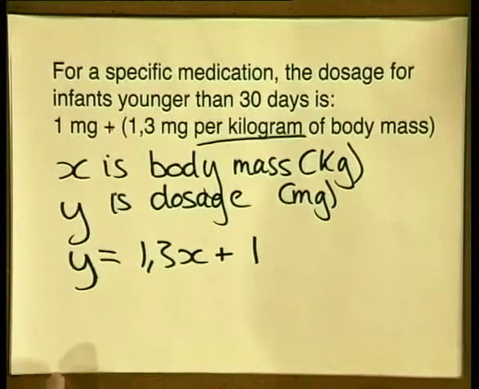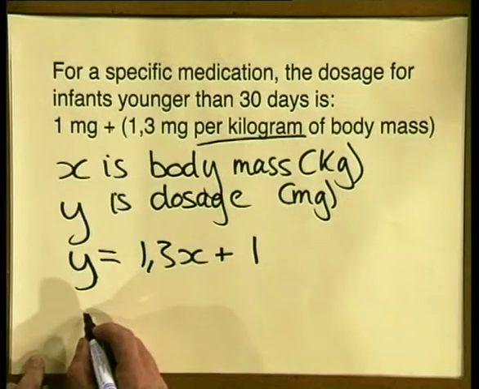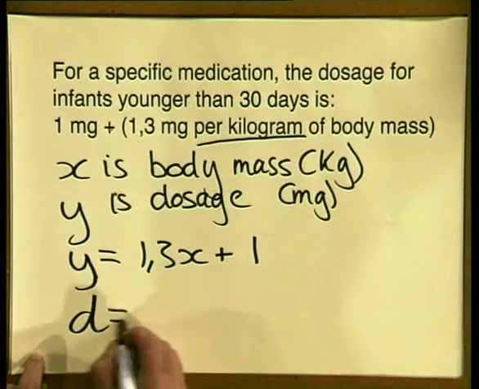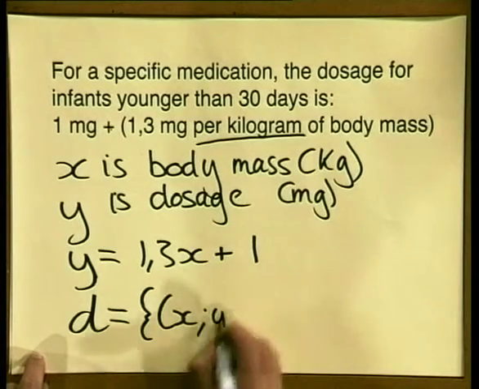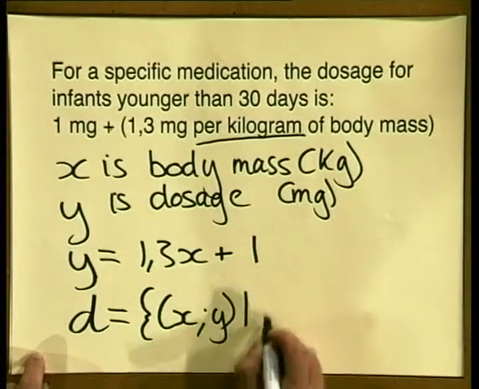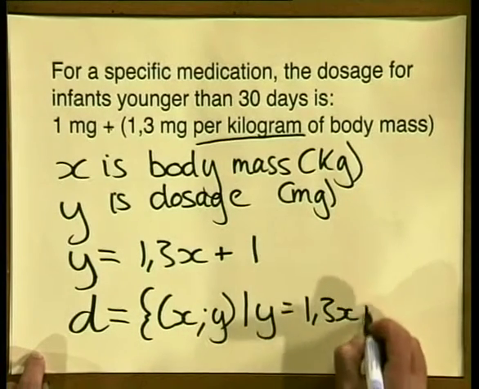The next step is to give this function or relationship a name, and we generally use symbols or letters to label our functions. Now, because my name is Dylan, I'm going to call this function d. Now, there are a number of ways of representing a function. This is one way we can write it. D is equal to the set of all ordered pairs (x, y) such that y is equal to 1,3x plus 1.